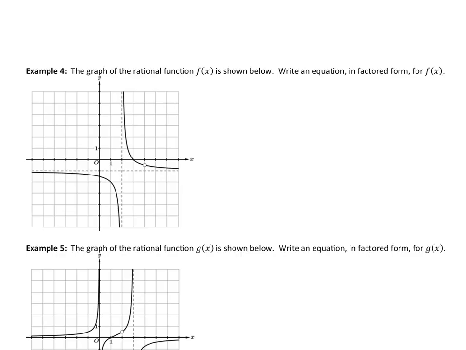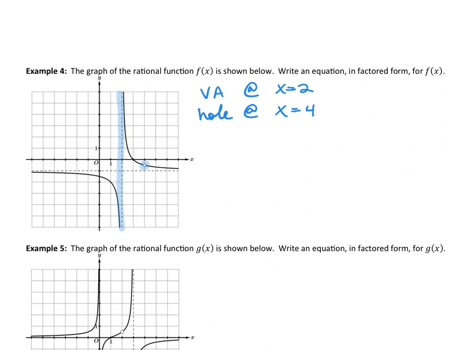For this example here, when we write an equation in factored form for this function, we really just need to figure out what's happening at every important point on this graph. So first thing I'm going to look for is my points of discontinuity, meaning my vertical asymptote and my hole. I know for this graph we have a vertical asymptote at x equal to 2, and we have a hole at x equal to 4.